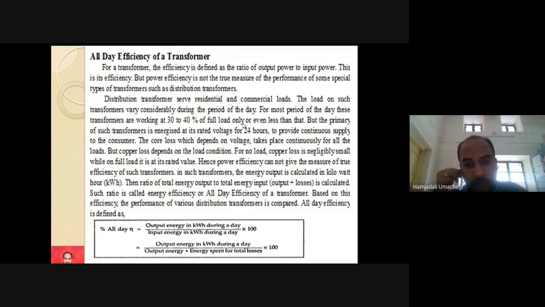As I told you, if a transformer's full load capacity is 50 kVA, then that 50 kVA amount of power we are not going to use, because the consumer is going to use it in different ways. So on average, it will be 30 to 40% of the full load only. But the primary of such transformers is energized at its rated voltage 24 hours.